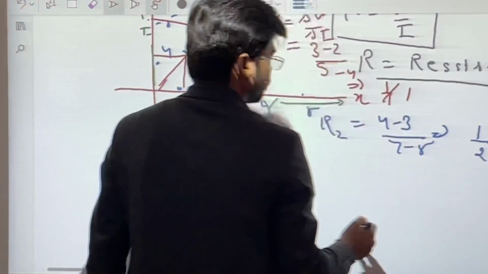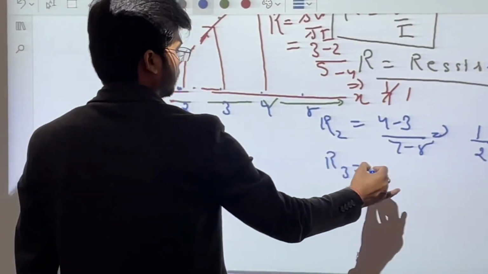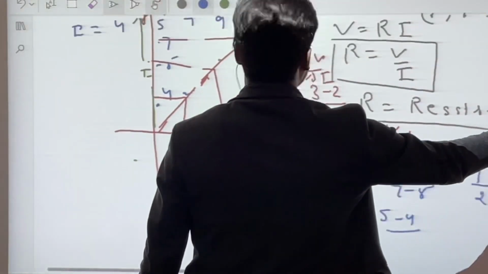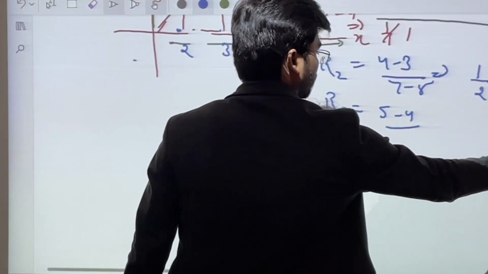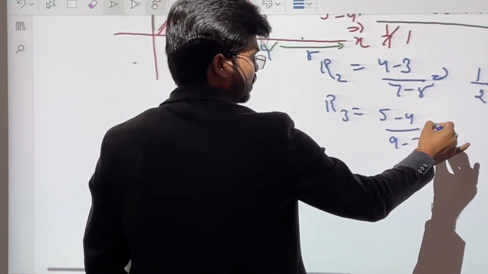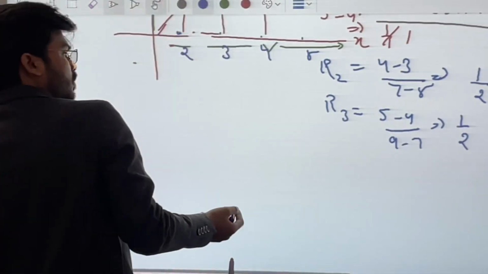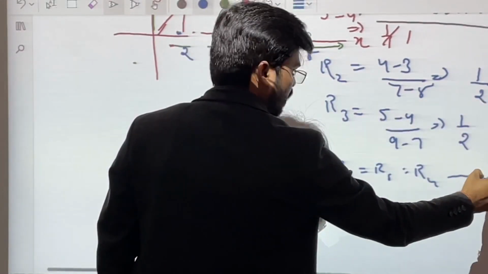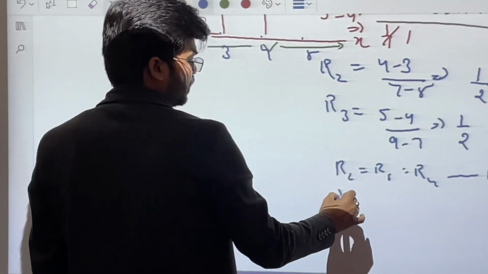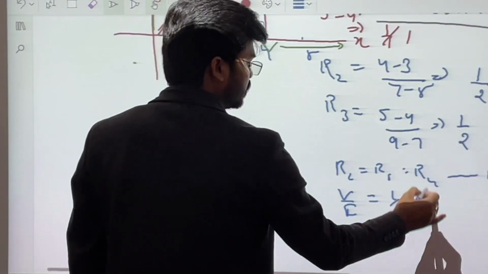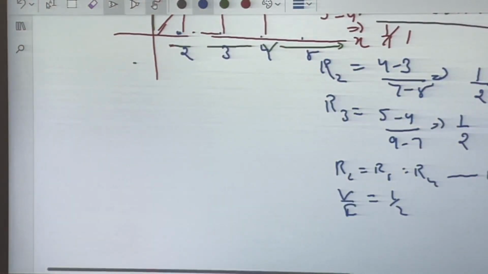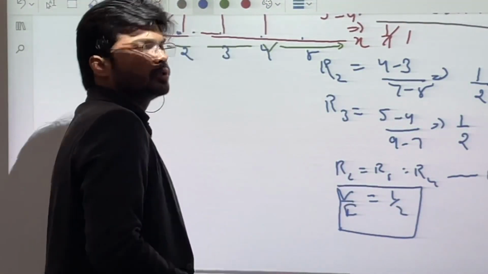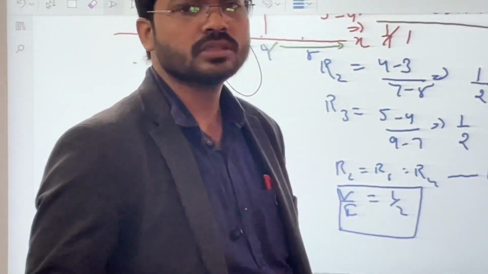Next, if we find another example, R3 is 5 minus 4 upon 9 minus 7. That is 1 upon 2. So R2 equals R3 equals R4 up to Rn will be constant. V upon I is constant. That is 1 by 2. Hence proved Ohm's law. That is, V upon I is constant.